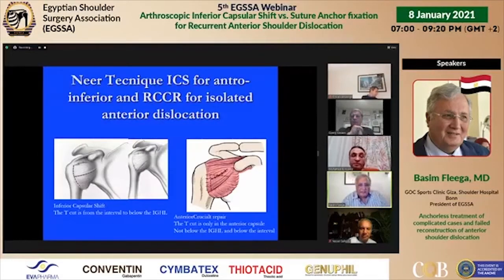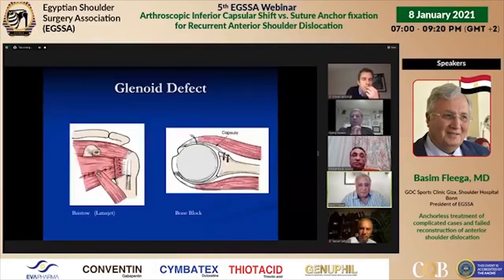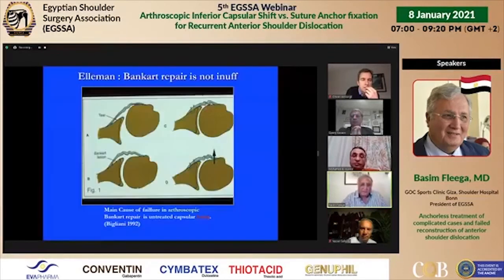The inferior capsular shift was described by my fellows before. Also, Carter Rowe modified the Bankert repair by making a vertical incision in the capsule and thus making a vertical shift to the anterior capsule. As I said, also the Bristow and Latarjet and bone block for the defects.